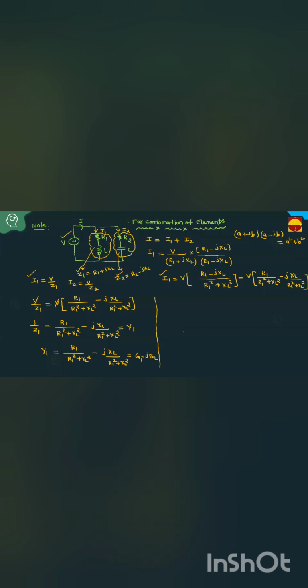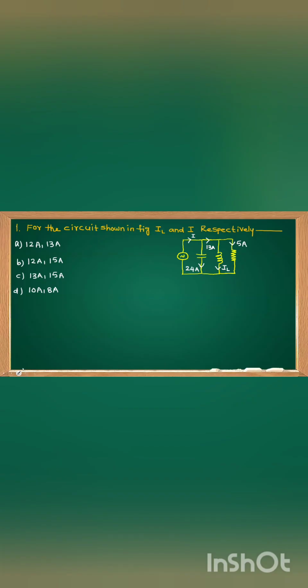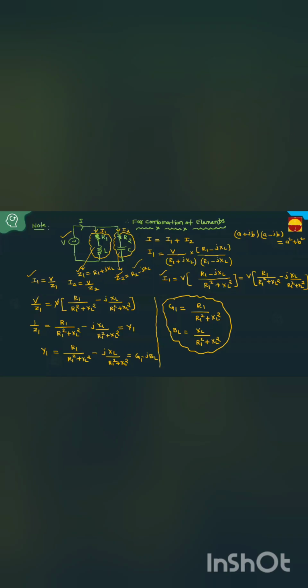Then what is G1? G1 equal to R1 by R1 square plus XL square. If this combination is given, this is how to calculate the conductance directly and the susceptance directly. Very important observation: BL equal to XL by R1 square plus XL square. Then similarly, we have to write I2. I2 equal to V by R2 minus JXC. I'm writing it on a slide.